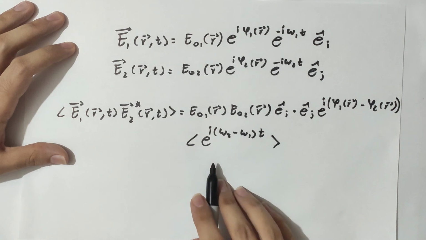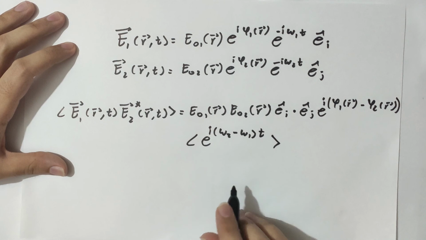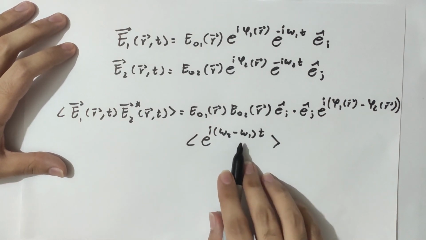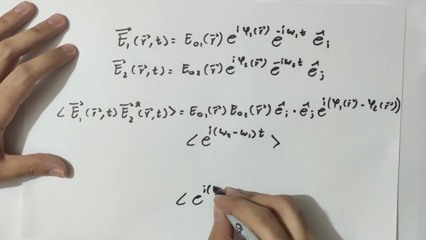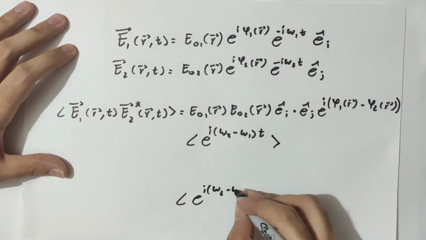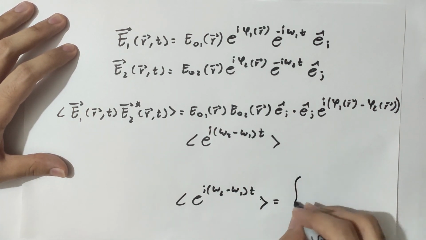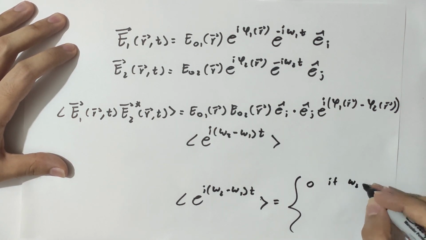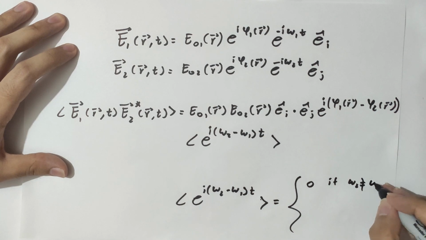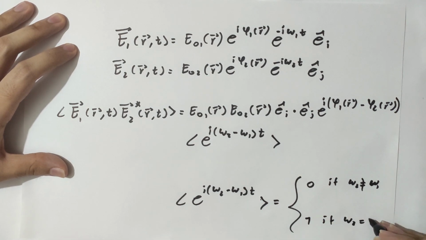Now, in order for this term to be different from 0, we will require that omega 2 is equal to omega 1. So we have that the time average of this function is equal to 0 if omega 2 is different from omega 1, and 1 if omega 2 is equal to omega 1.